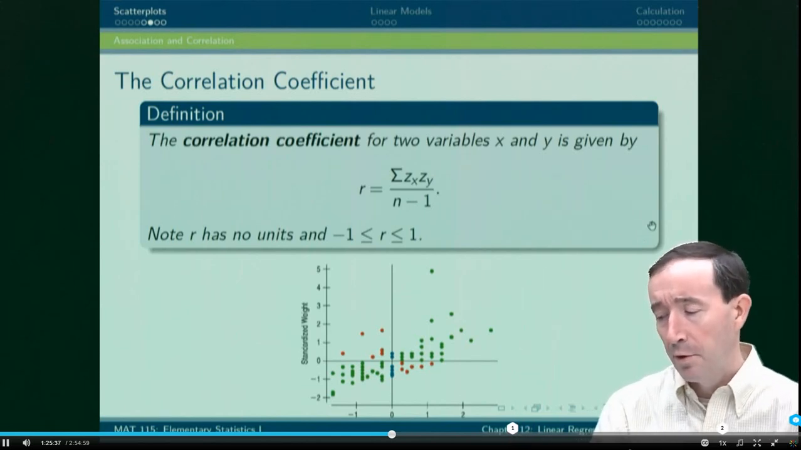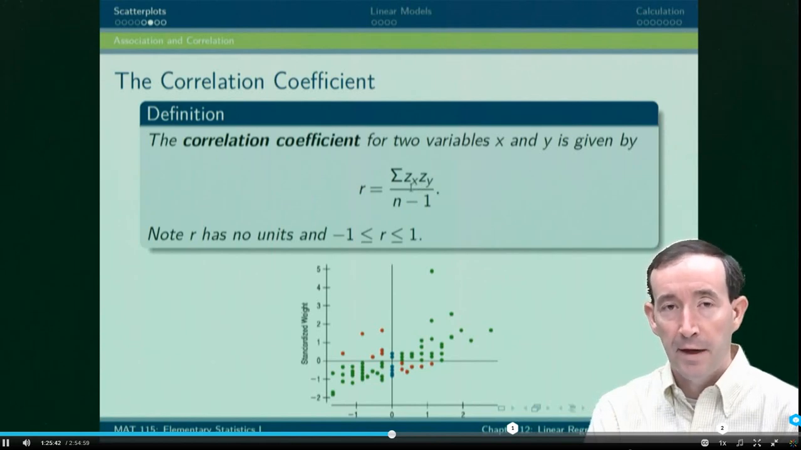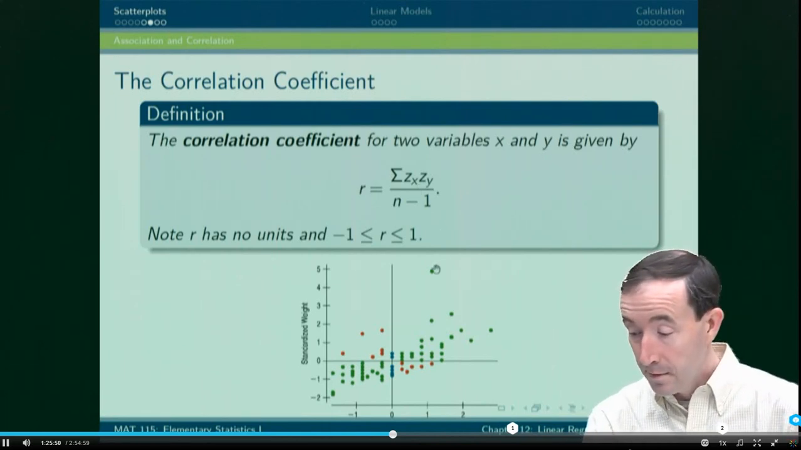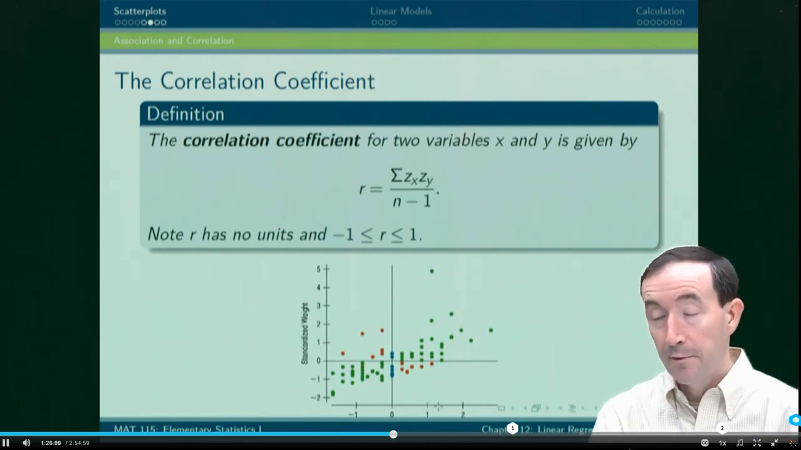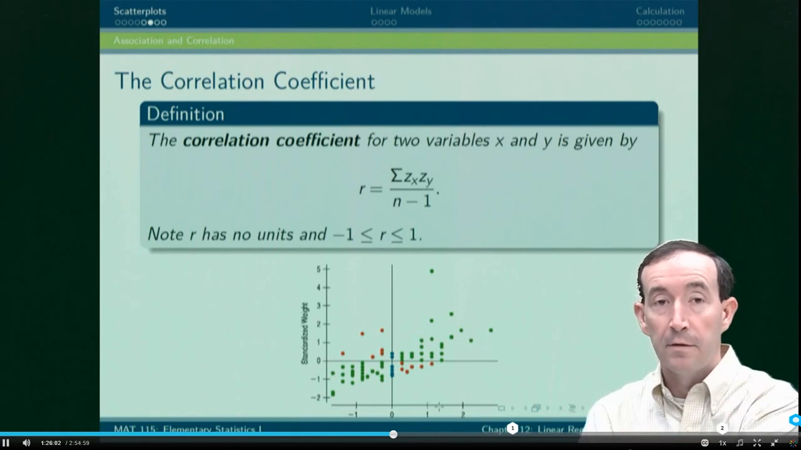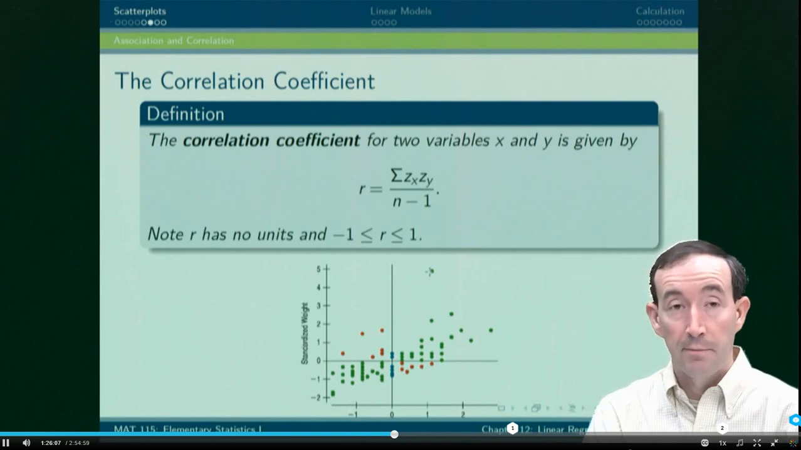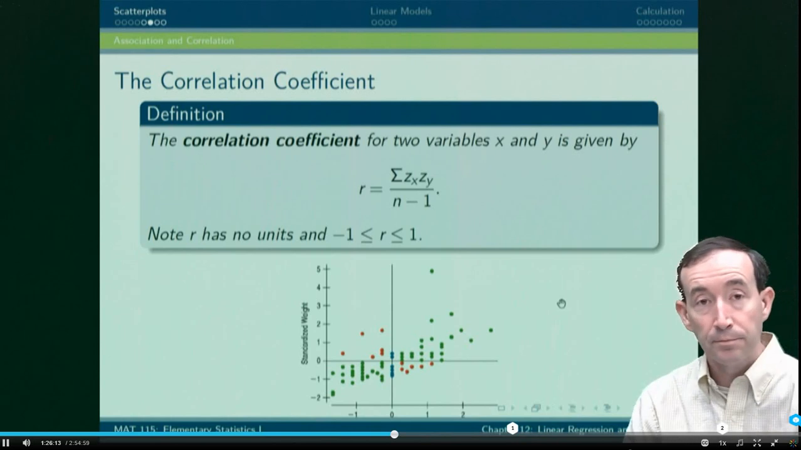The correlation coefficient is computed as the sum of the products of the standardization of the x value and the y value for each point. So remember, each of these points has an x and a y pair. This point, for instance, is paired here and here, so at about 1.2 and 5. And so this point was 1.2 standard deviations above the average for the x value, and it was 5 standard deviations above the average for the y value. And the question is, what does that do?